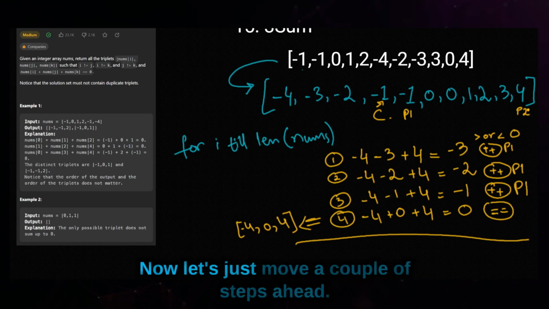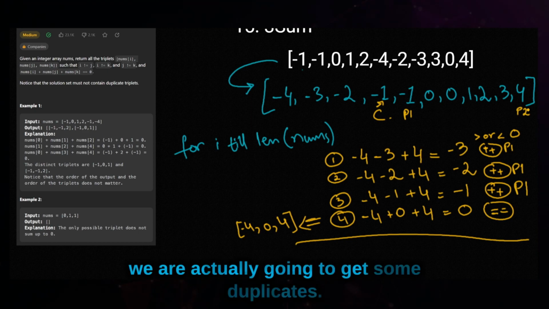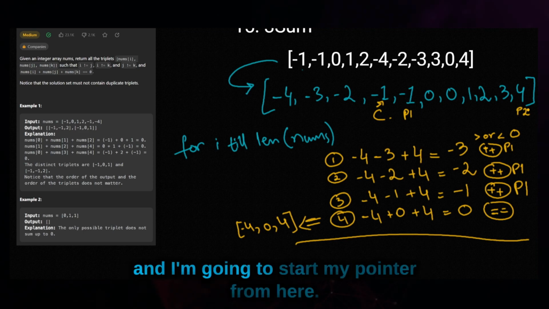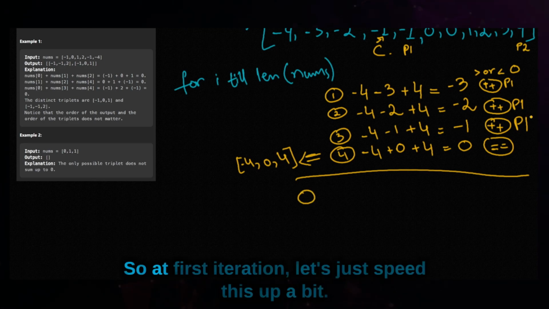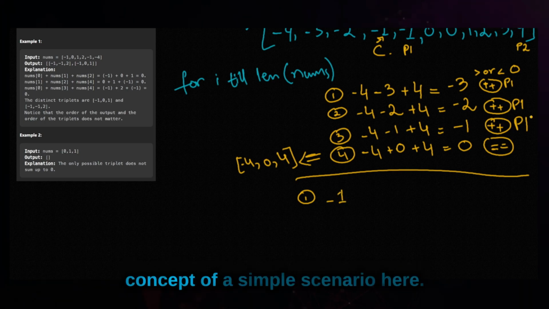All right, we did a pretty basic one. Now let's just move a couple of steps ahead. So I'm going to show an example where we are actually going to get some duplicates. I'm going to make my current at this position, and I'm going to start my pointer from here, and let's see what happens here. Let's just speed this up a bit. I'm sure you understand the concept of the simple scenario here.